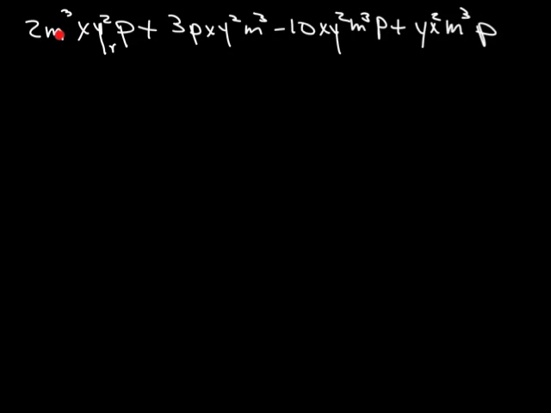We have an m cubed, an x, a y squared p. An m cubed, an x, a y squared p. So these two are the same, so let's put a line under those two. See if we have any more that are the same. X, y squared, m cubed, p. Okay, yeah, that's the same too. And let's look at the last one.